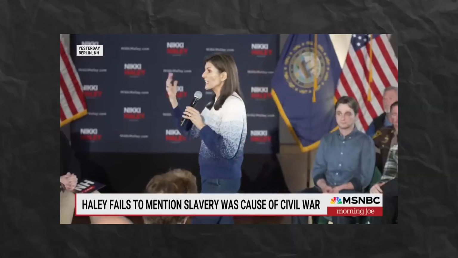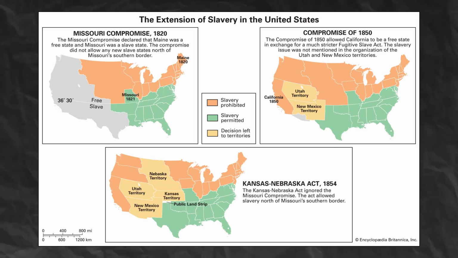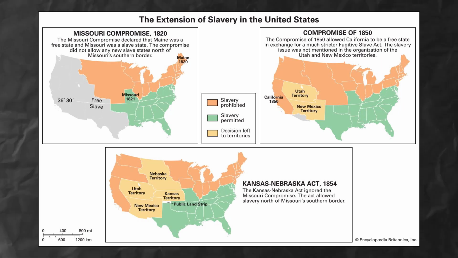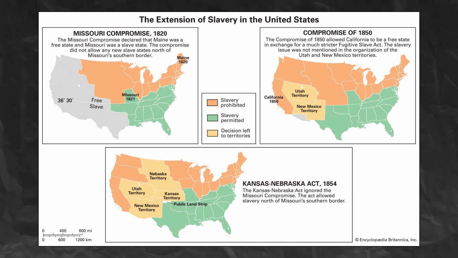Because when we adopted states from Mexico, when we adopted states west of Texas, the question was, will this state have slavery or not? It's a new state. What do they want? What do the people in the state want? And different compromises were made because of that.